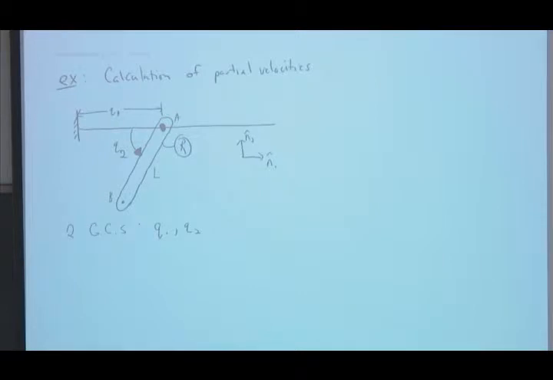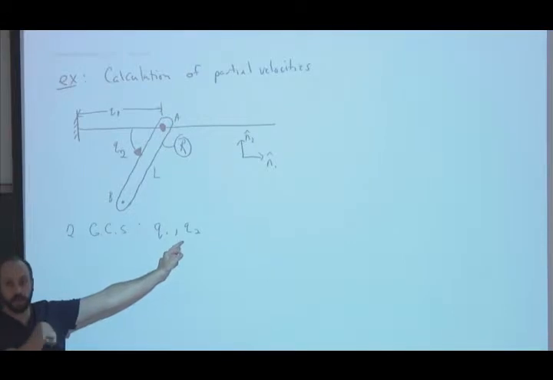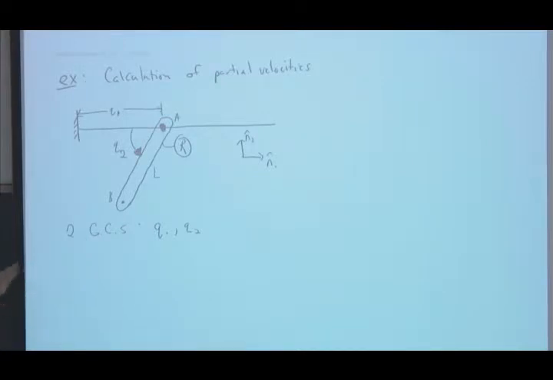If I freed the point A from the line with one more coordinate, Q3, like a vertical displacement, and then said that Q3 has to be 0, we could call that a configuration constraint. It would eliminate one of the variables. But they're both independent. So how many degrees of freedom do we have?